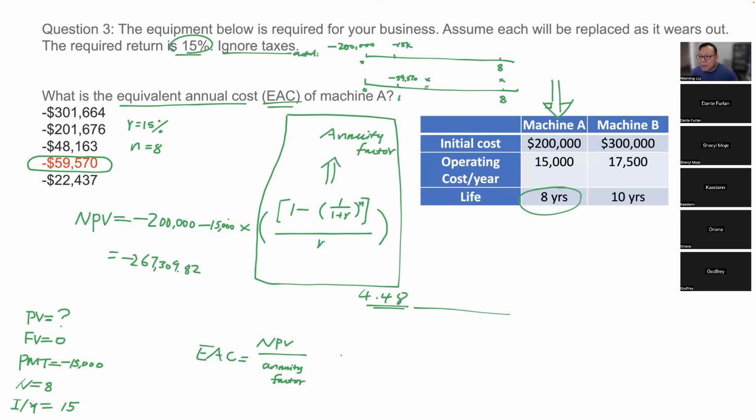Give me a thumbs up if you understand this. Does anyone have any question? Okay, so pretty clear. Figured out what's the cost cash flow, and then calculate net present value, and now calculate annuity factor. So net present value divided by annuity. Okay.